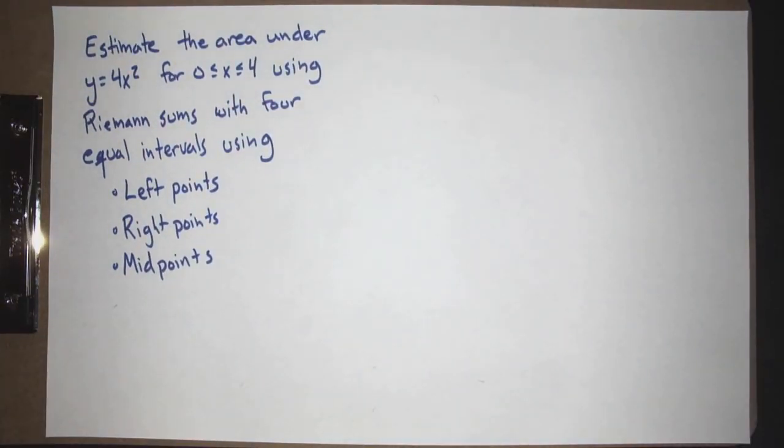Estimate the area under y equals 4x squared, where x goes from 0 to 4, using Riemann sums with 4 equal intervals, using left points, right points, midpoints.